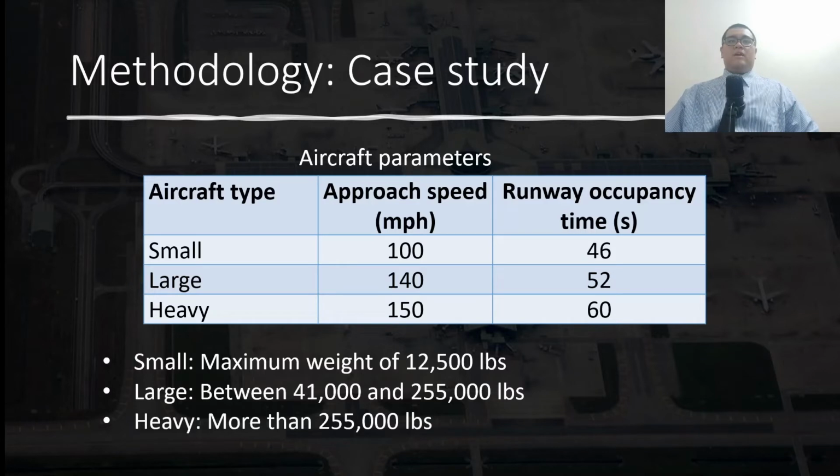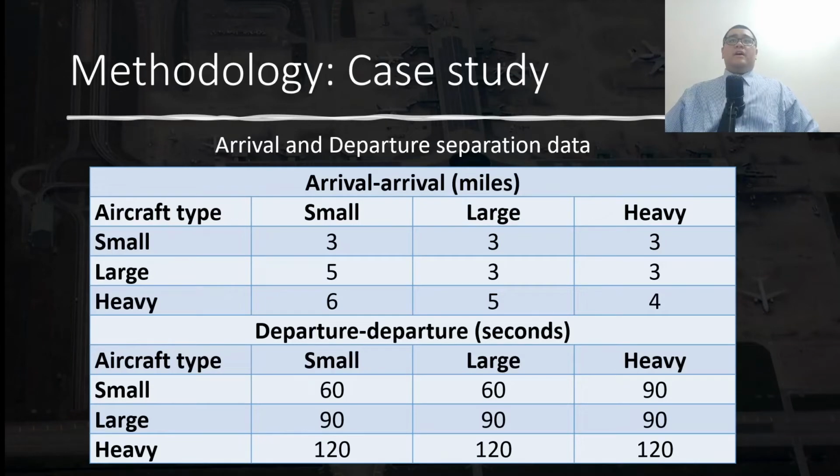So for a small aircraft, the maximum weight is 12,500 pounds. For large aircraft, it weighs between 41,000 and 255,000 pounds. And for a heavy aircraft, it weighs more than 255,000 pounds. So these weight classes are taken from the US Federal Aviation Administration. And these are the arrival and departure separation data that we will use for our case study.